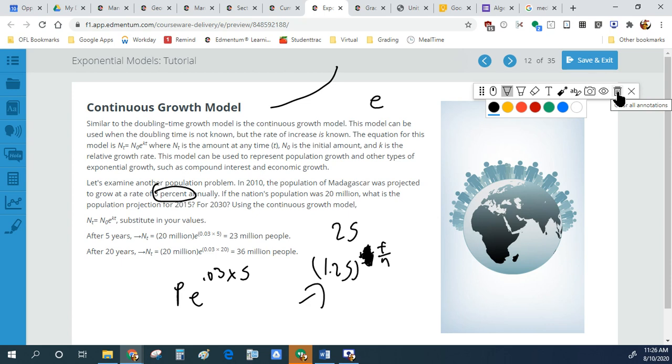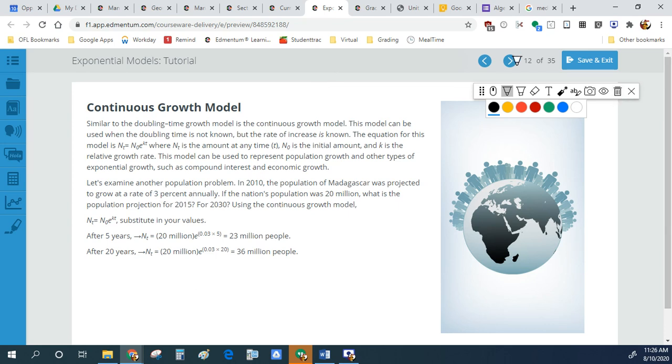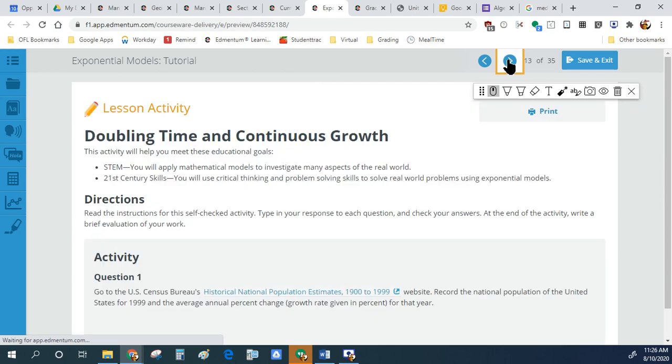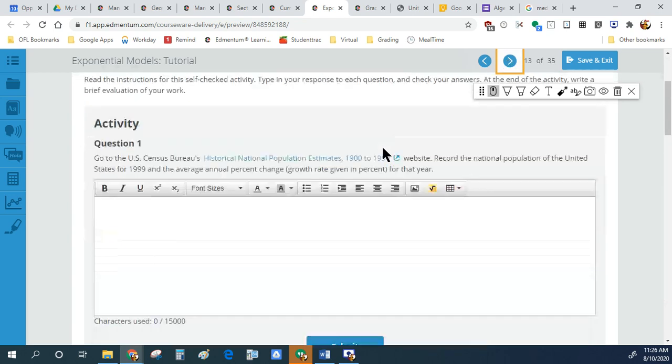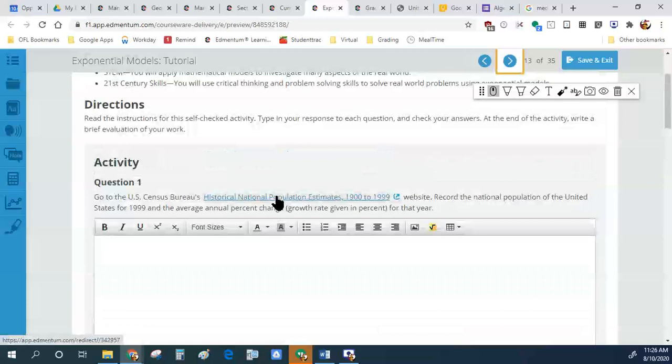Cool. So there's two ways to do that. You can do it as this, or you can do it as P times 1.05 to the power of 5 over 1, because it's every year. All right, so now moving on to here. Now we're going to do problems with continuous growth.